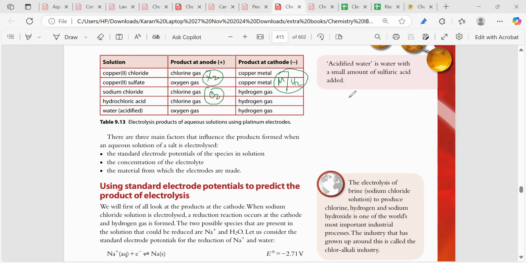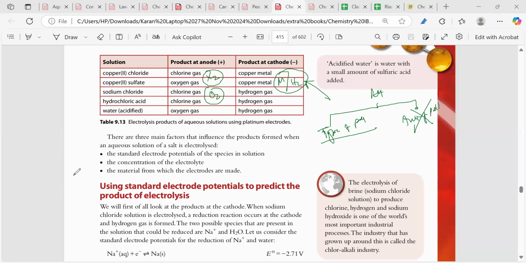That's very important. You'll be getting two kinds of questions about the product. One is the type of the products: is hydrogen given off, or metal, or halogen, or oxygen. Second is the amount of the product. The amount of product has been deleted from your specs. So now you have to see the type of the products.